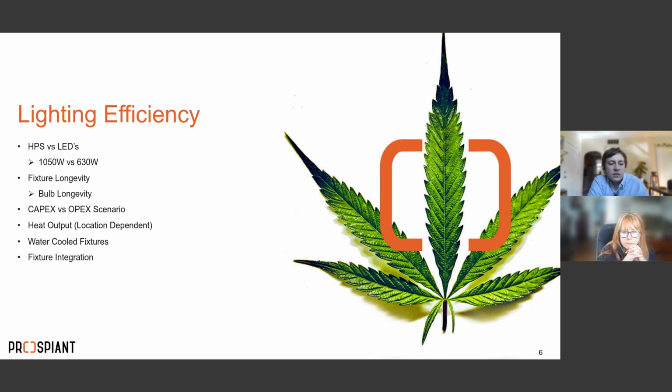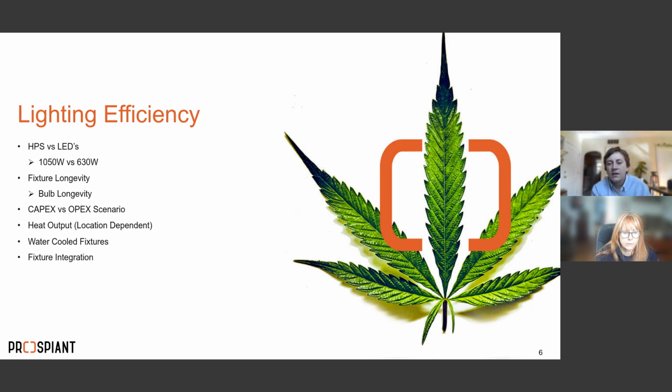The CapEx versus OpEx side: we've mostly talked about the OpEx side. On the CapEx side, LEDs are obviously going to be more expensive than HPS lights, anywhere from 2.5 to 3.5 times more expensive. So look at the payback period: if you're building a new facility and you want to put LEDs in there, what's the payback period? Does it make business sense to do this? That's something you need to ask yourself.